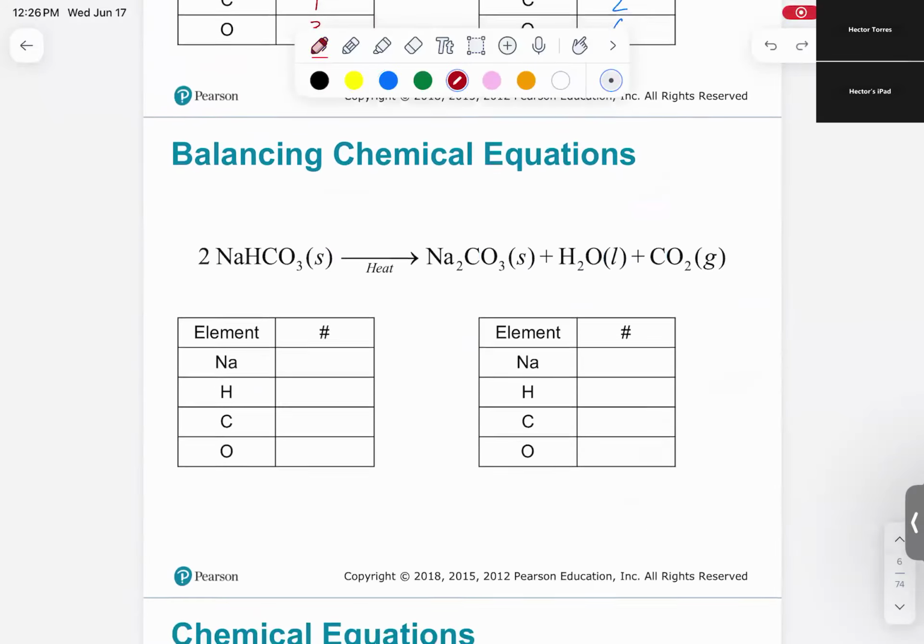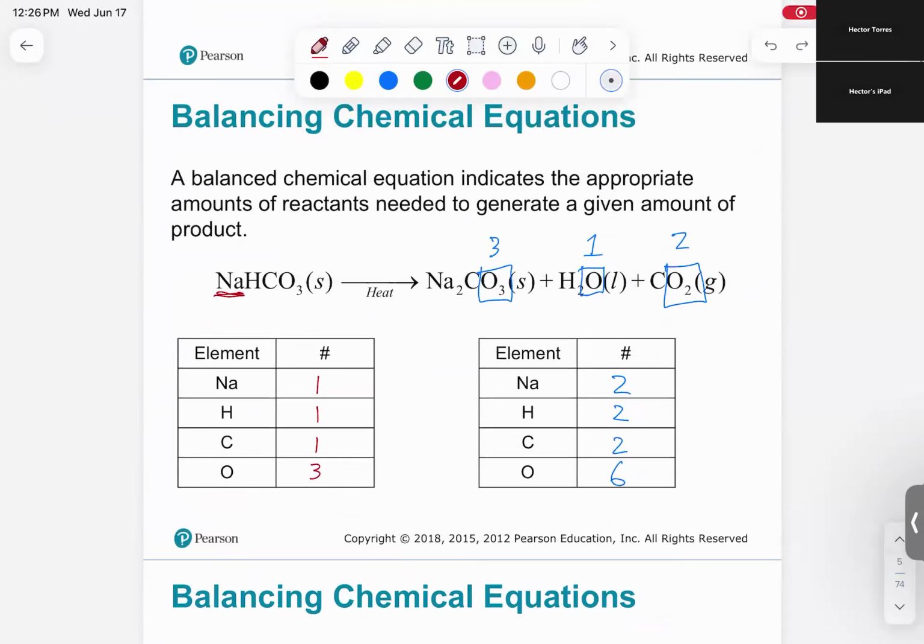What we see is that over here, everything is half of what it is over here. So how are we thinking about fixing that? We can just double the amount on the reactant side. And so that's where we add these coefficients, 2. That way it doubles everything over there.